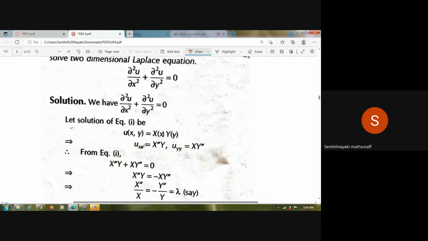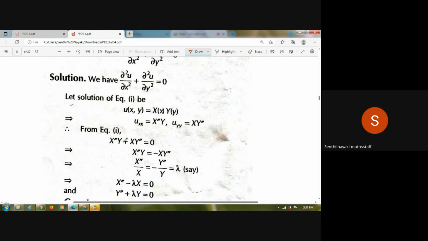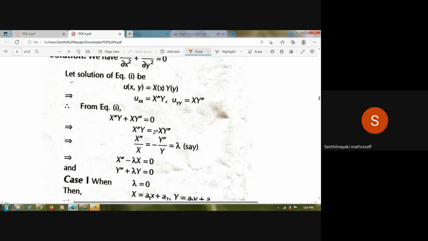Then find out the derivatives. u x is x dash into y, u x x is x double dash into y. Similarly, u y is x into y dash, u y y is x into y double dash. Substitute into the given equation. Therefore, we have x double dash into y plus x into y double dash equal to 0. After separating the variables, we have x double dash by x equal to minus y double dash by y equal to lambda, an arbitrary constant.